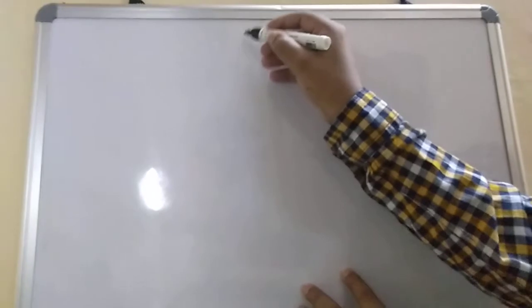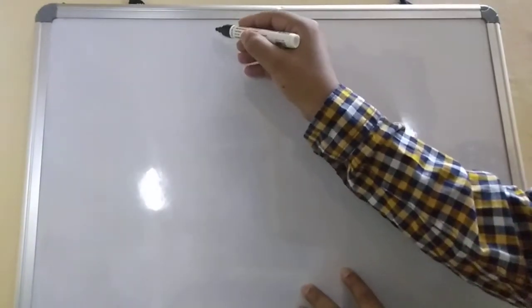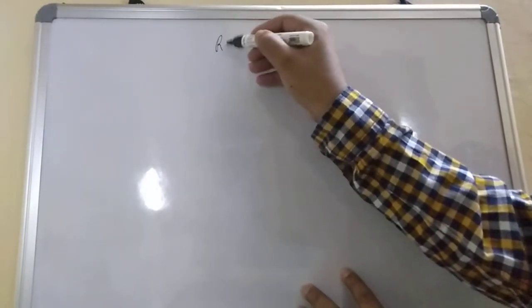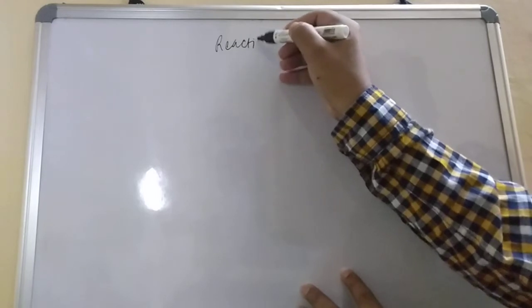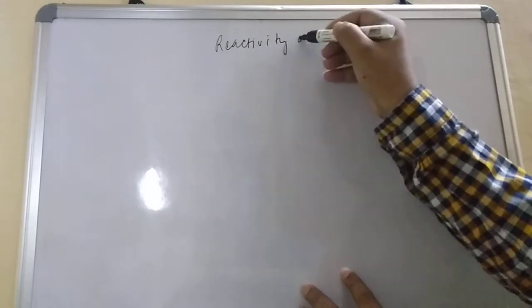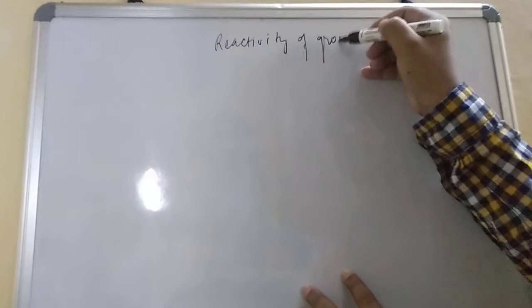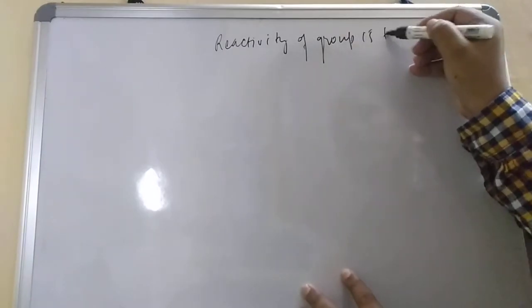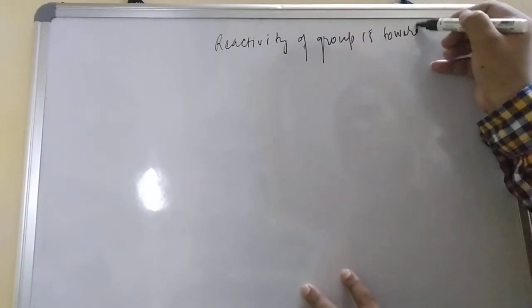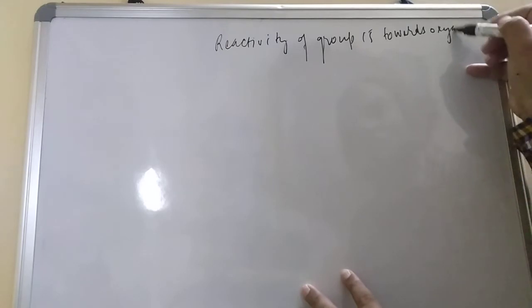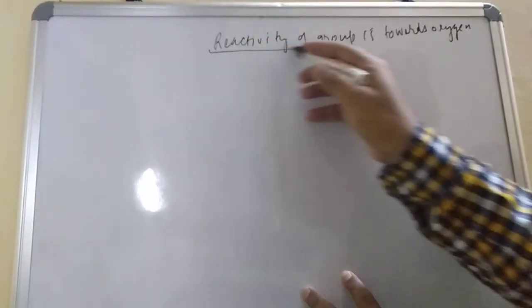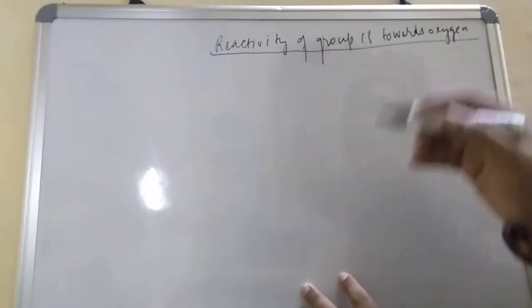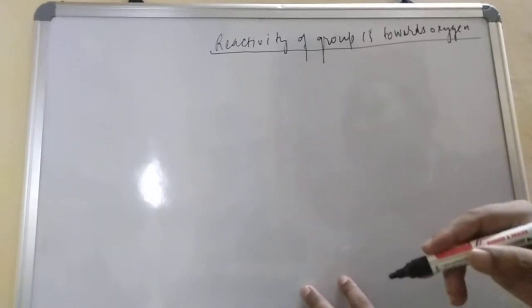So first of all we are going to discuss the reactivity towards oxygen. Group 15, general properties. So this is our heading: reactivity of group 15 elements towards oxygen.